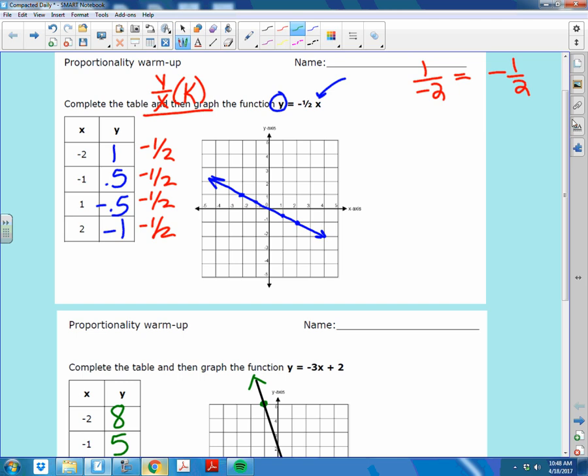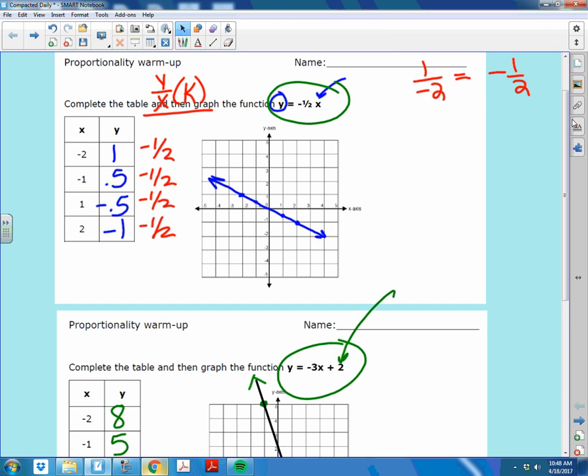If you look at the two equations, this is what we're going to talk about today. That constant that we add or subtract at the end changes things. Brendan, don't need that out. That constant at the end of an equation changes things.